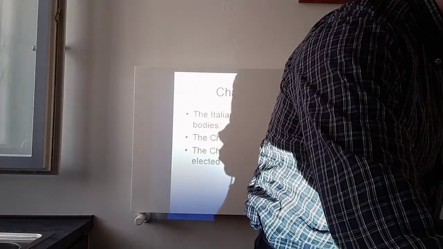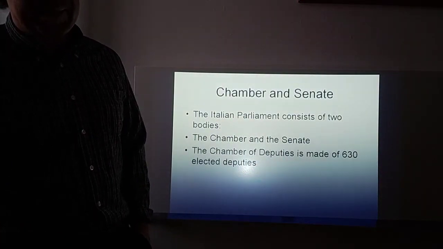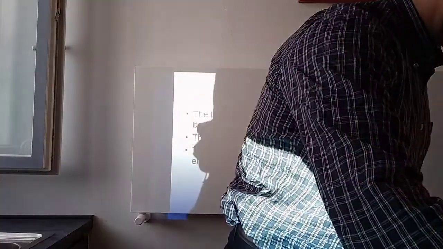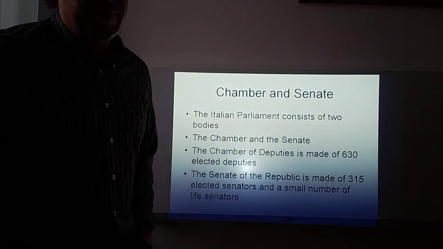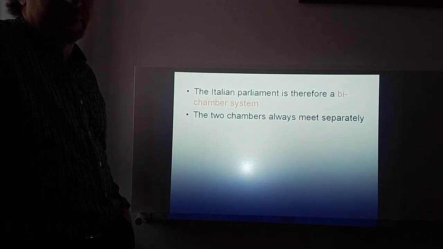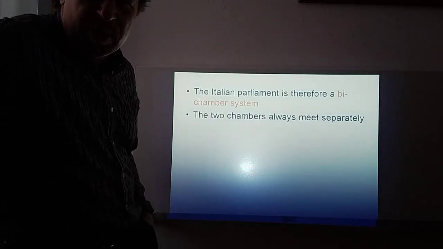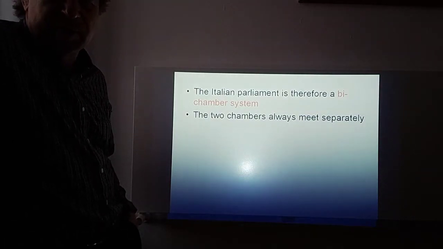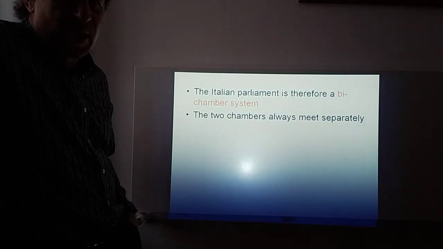So we've got these two bodies, the Chamber and the Senate. We've got the Chamber of Deputies, which has 630 elective deputies. Quite a number. Whereas the Senate has 315, a lot smaller. It's considered a bicameral system, which means basically they both serve the same purpose, to authorise laws, to approve laws. So there's no difference.